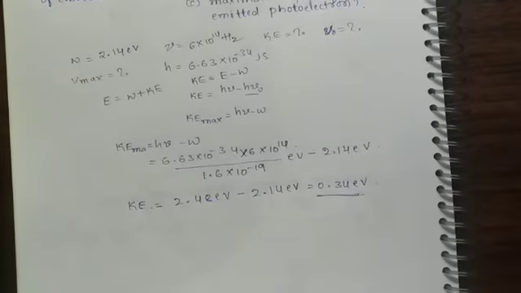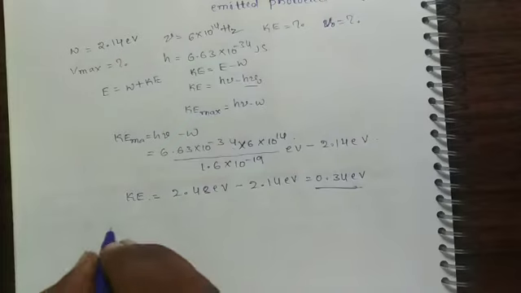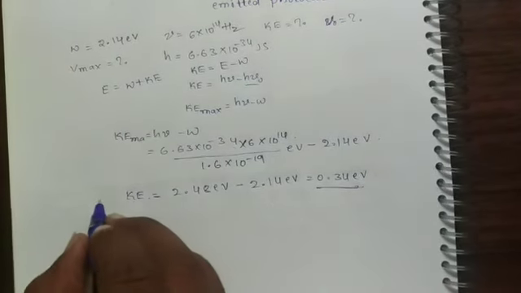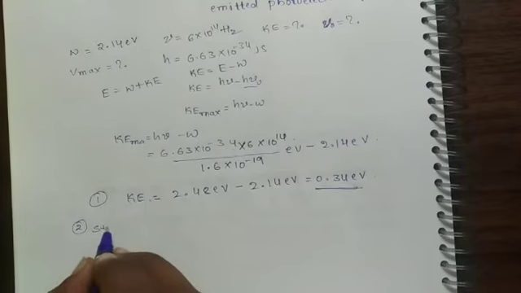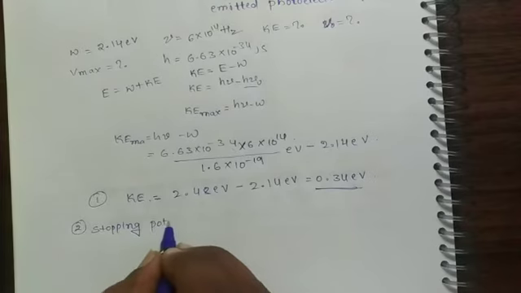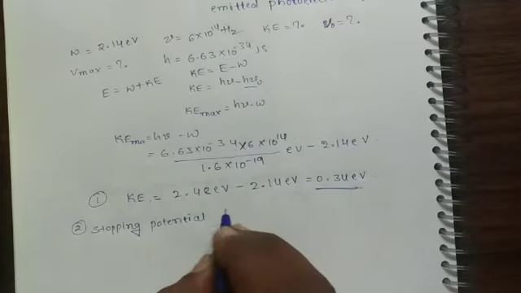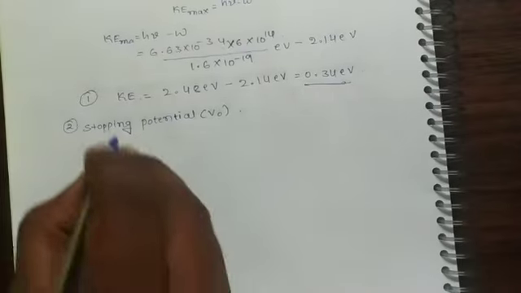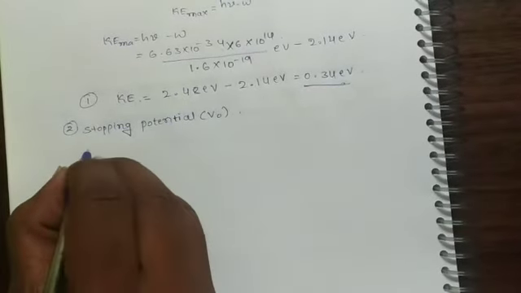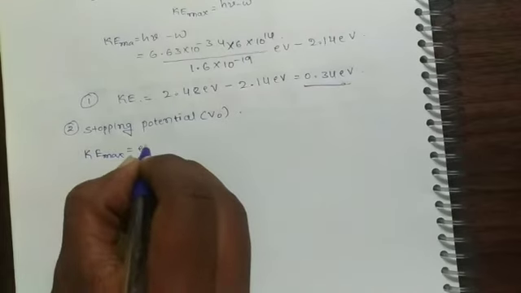Next, we want to find the stopping potential. The first one was the kinetic energy, and the second we want to calculate is the stopping potential, V naught. You already know that the maximum kinetic energy is equal to eV naught. So kinetic energy is equal to eV naught.